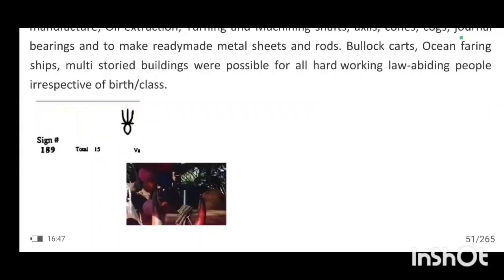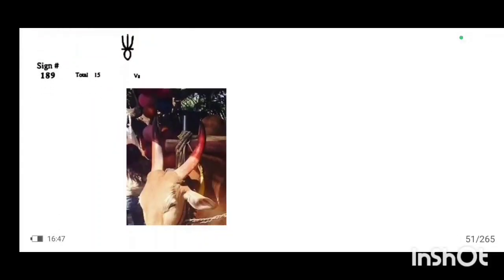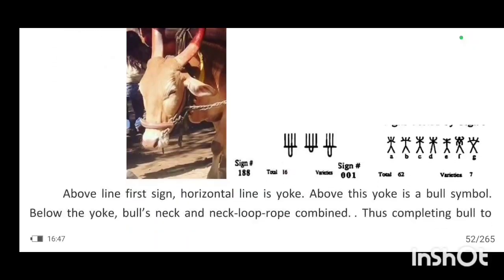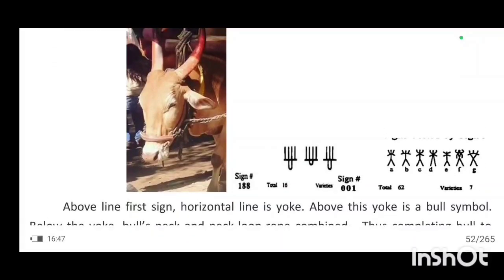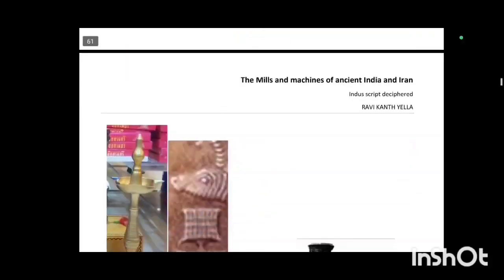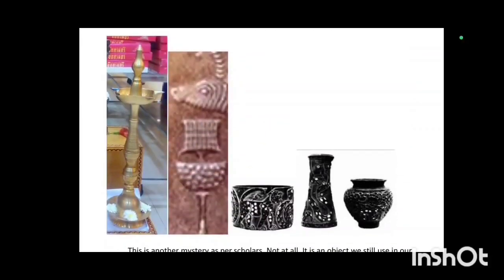Bull to the yoke. The upper trident part is bull power, the horizontal line is yoke, and the ellipse below is a rope around the neck of the bull. Few more signs arising out of that bull to the yoke, and this is the object under the head of the seal animals. It is nothing but a lamp post or lamp worship carried in India.